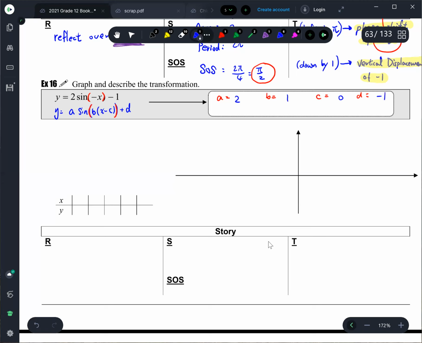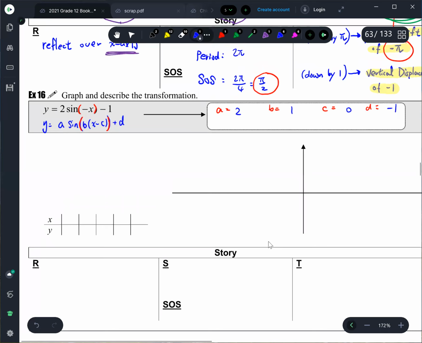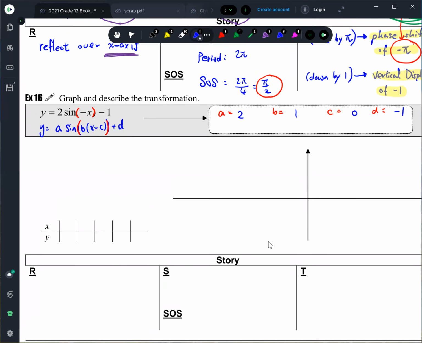Okay, anyone else, if you got different, want to share yours? Everyone got the same? I got -1 for B. -1 for B. Okay, so what you can do is plug those numbers in, right? 2, 1, 0, -1. See if you get the question, right?